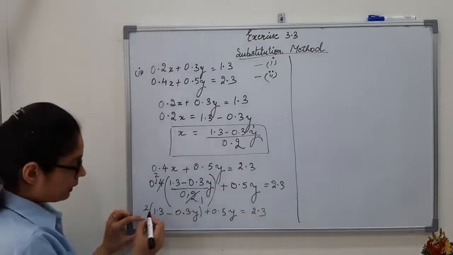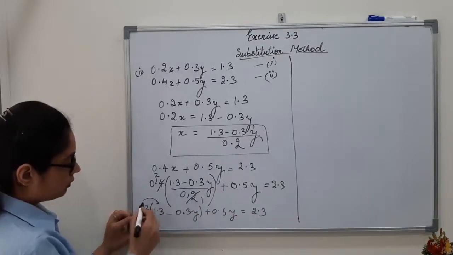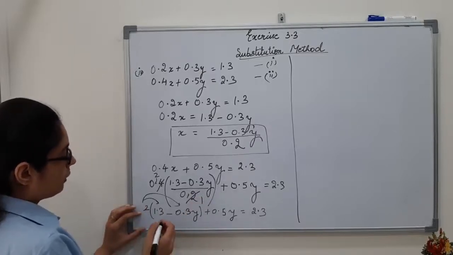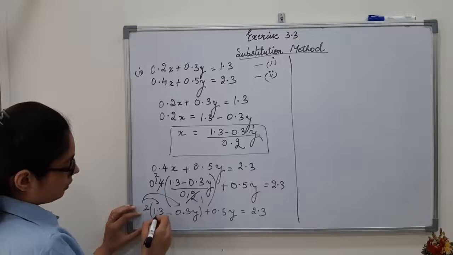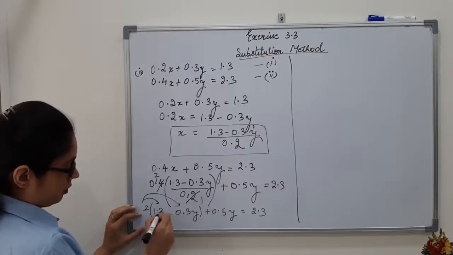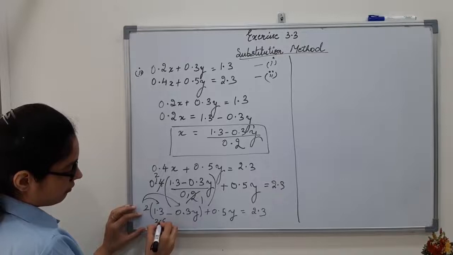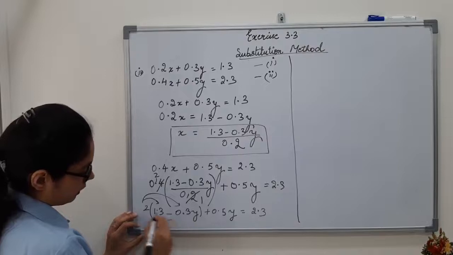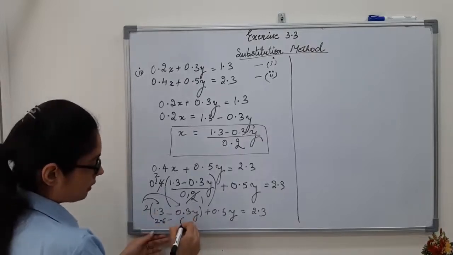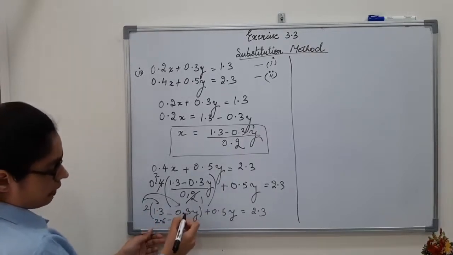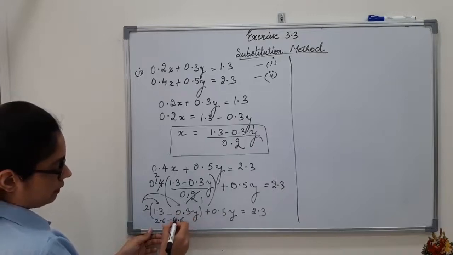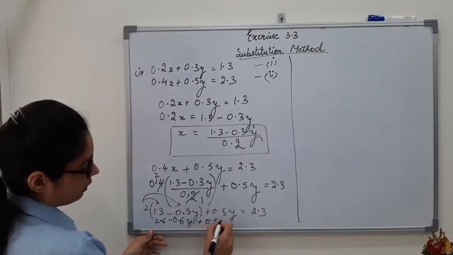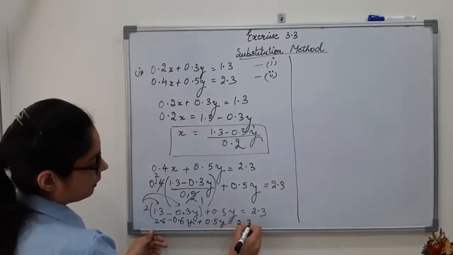Now let's just multiply this thing. 2 will get multiplied with 1.3 also. 2 will get multiplied with 0.3y also. So if I multiply 2 with 1.3, it will be 13 into 2 is 26, and 1 decimal is after one number. I'll put decimal after one number from right. Now 2 into 3 is 6. There is decimal after one number, so after one number I will put decimal. It will come 0.6y plus 0.5y is equals to 2.3.